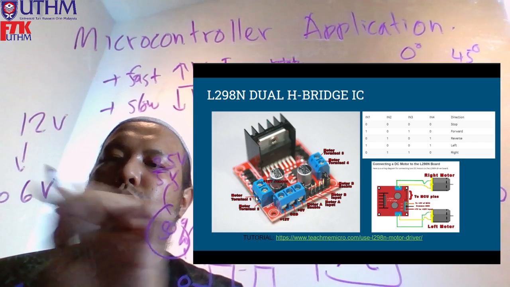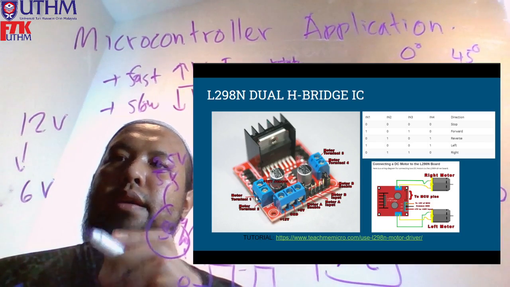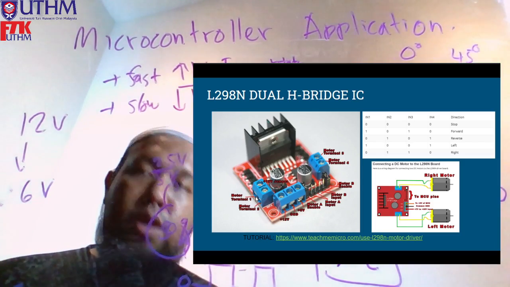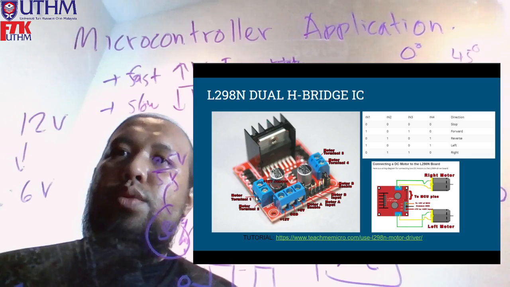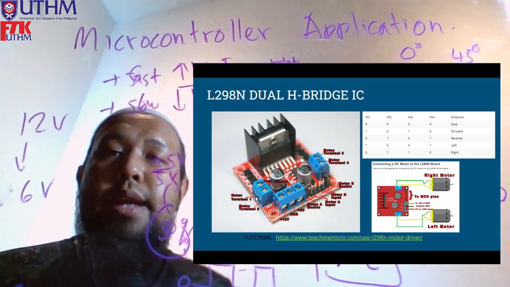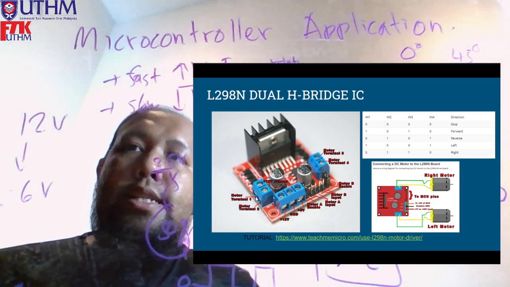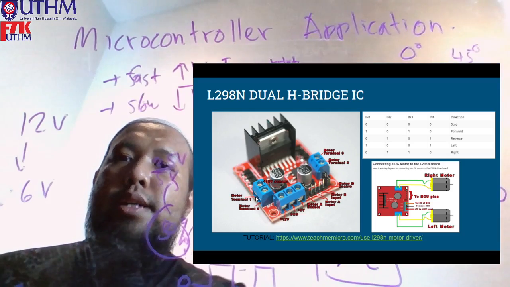It will be 6 volt. Okay, right? So that's the beauty of using the L298N dual H bridge, which I recommend you to use in your projects in order to control a DC motor.